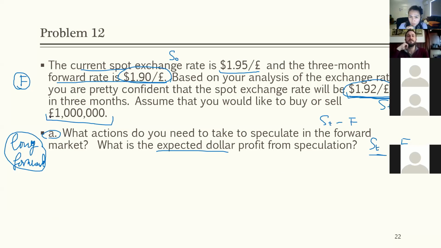So if I have 1 million pounds to trade, what is the expected dollar profit? 20,000 pounds. 20,000 should be dollars, not pounds. Oh, yeah, dollars. So you take the notional amount, you times it with ST minus F. So here it will be 1 million times 1.92 minus 1.90. Okay. Because you multiply a pound value with the dollar over pound exchange rate, you're going to end up with a USD profit. Okay.